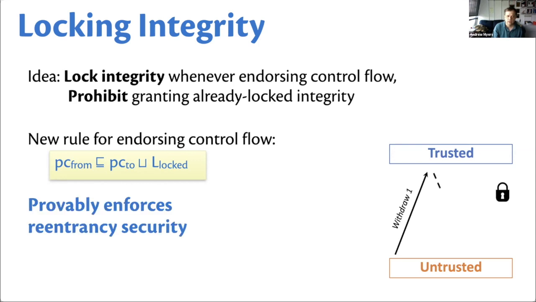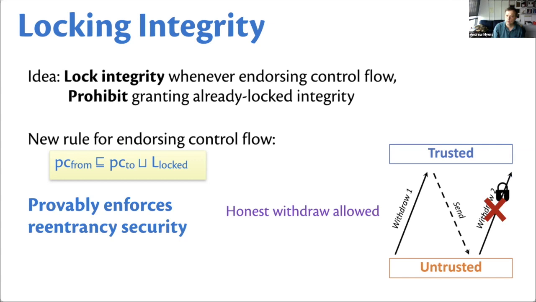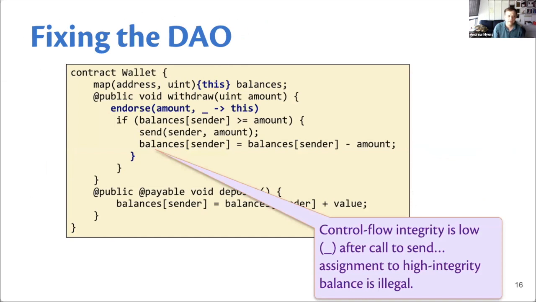Okay, so then given that, when we want to do a withdraw, that's perfectly fine. When we have that second withdraw, the one that caused the reentrancy problem, that's going to run into the lock and it will be prevented. And in fact, we can show that this rule then provably enforces that notion of reentrancy security that I defined on the previous slide. Okay, so we allow the good stuff, we prevent the bad stuff.